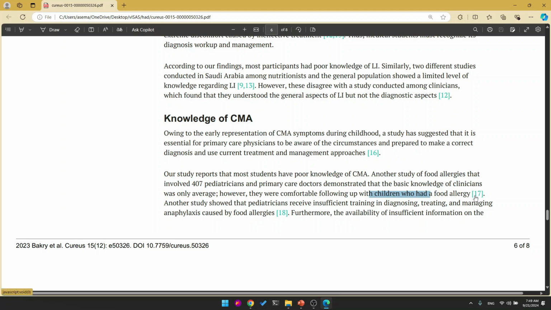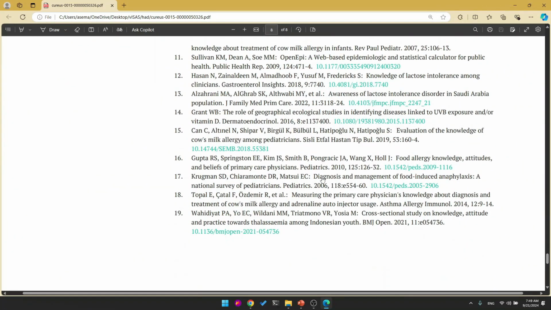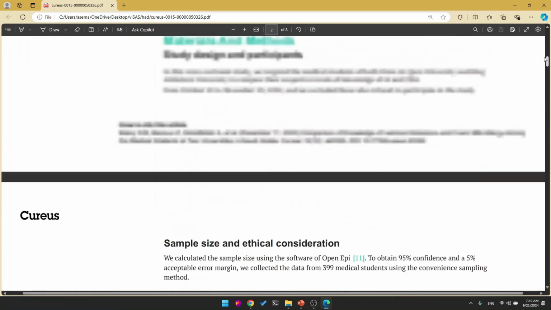You just see it's number 17, you could press on it. It might take you to a link. If it doesn't work, just scroll down, that's number 17. Go to the reference list, it's number 17, you have the title, you can take it, and so on, okay? So that's how it works.